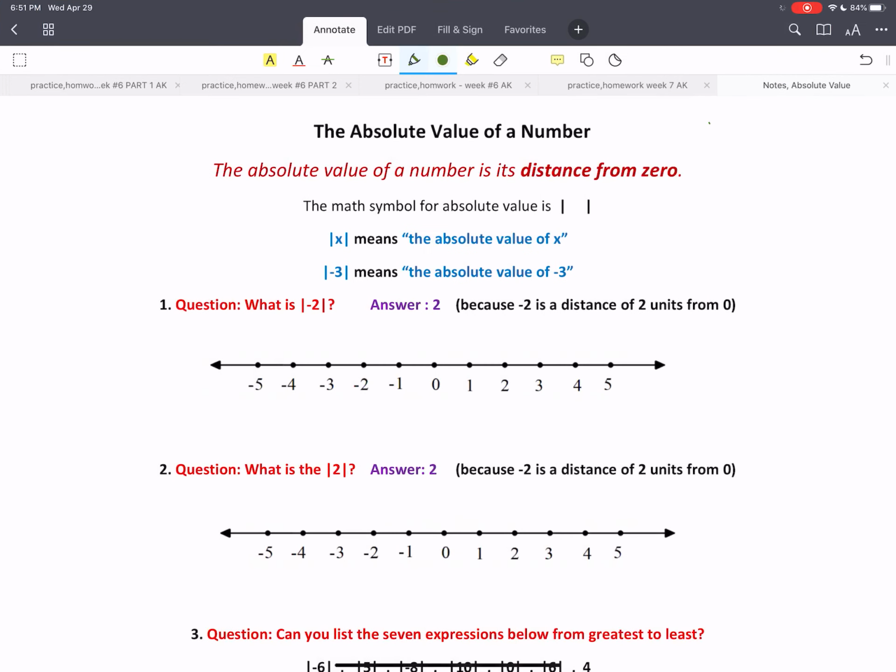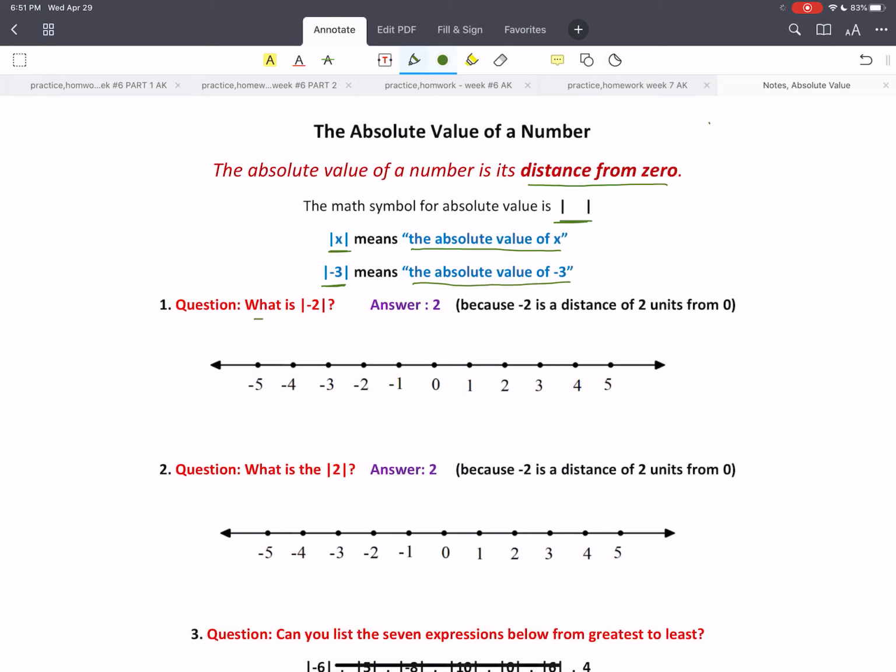Hi, today we're going to talk about the absolute value of a number. The absolute value of a number is its distance from zero. The symbol for absolute value looks like this. It's two vertical bars. So if you saw something like this, you would read that as the absolute value of x. Or if you saw this, you would read that as the absolute value of -3.